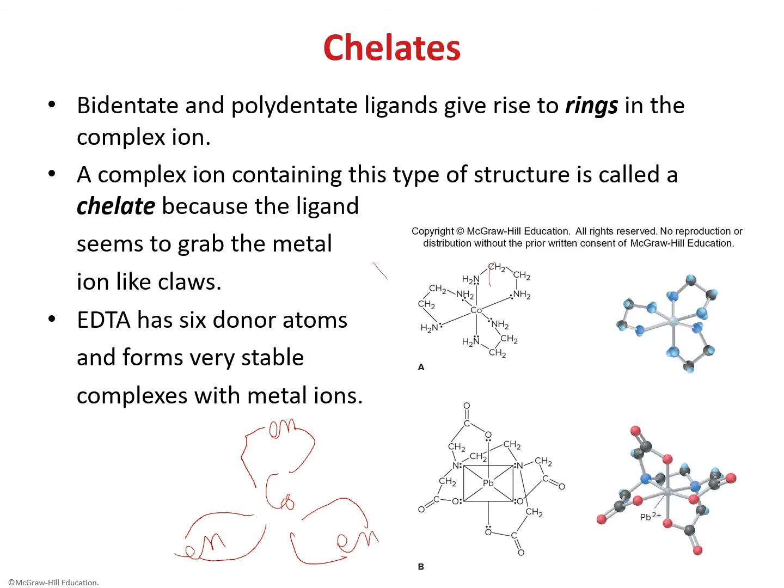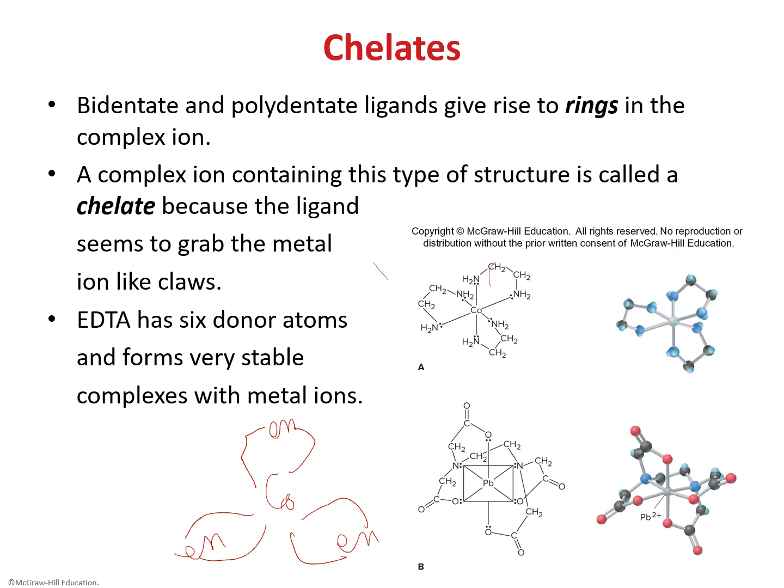You can see how this ethylene diamine has all its teeth. Each of the ethylene diamines has its two teeth on cobalt. So it has kind of engulfed this cobalt. It's not going to interact with anything else. That's called chelation, the process, and these ligands are called chelators. A complex ion containing this type of structure is called a chelate because the ligand seems to grab the metal ion like claws. So it has kind of stuck the metal within its structure.